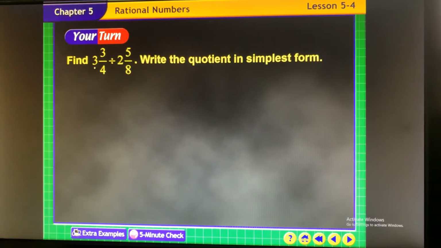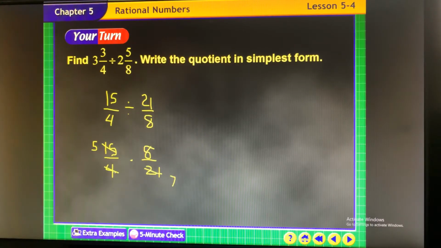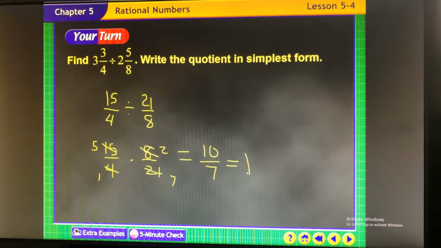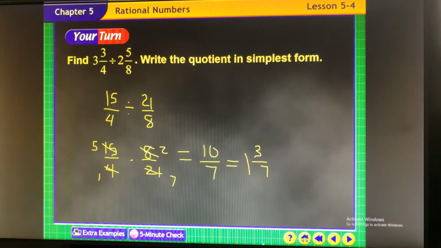Same thing. 15/4 divided by 21/8. Leave this alone. Flip this around. Do some cross canceling. And then multiply straight across. How many groups of 7 are in 10? 1. With how many left over? 3/7, and no negatives, so there you go.